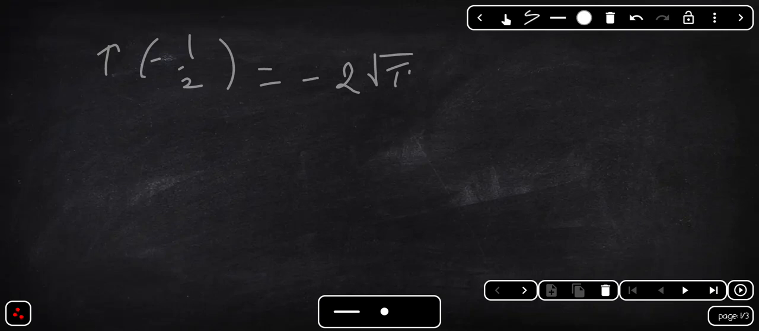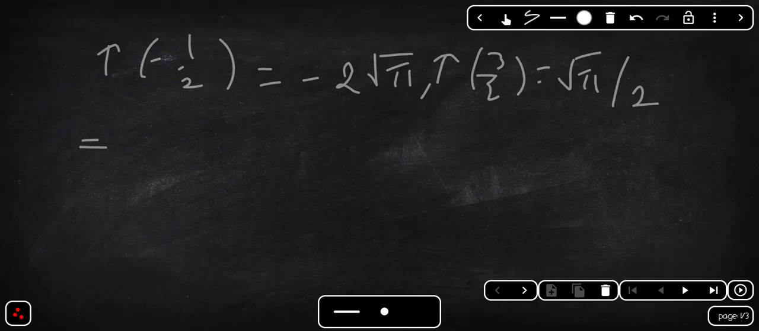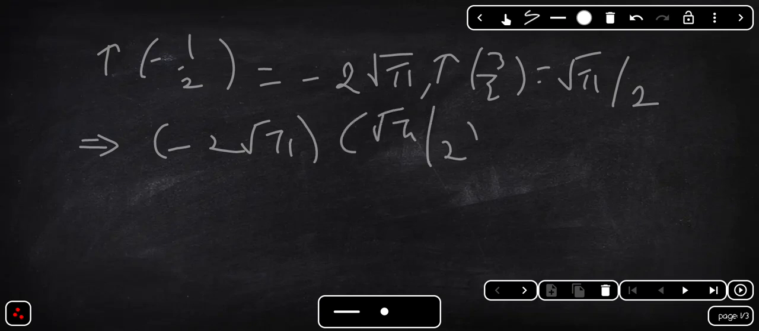And then we know that gamma of minus 1 over 2 is going to give us minus 2 square root of pi. And we also know that gamma of 3 over 2 is equal to square root of pi over 2. So this will now be minus 2 square root of pi multiplied by square root of pi over 2. You can see the 2 is going to cancel the 2 here. I'm going to have minus pi. So the integral is minus pi.